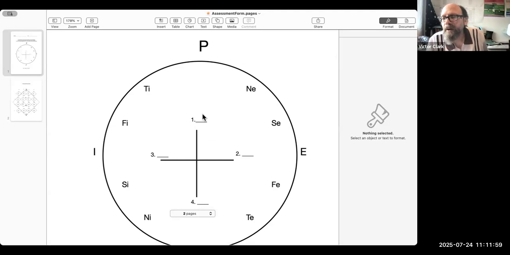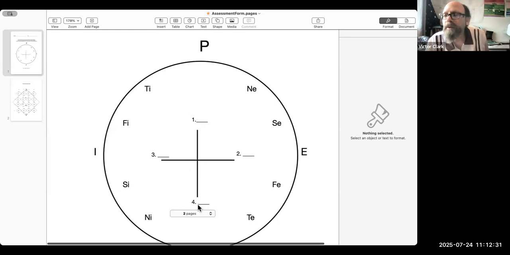And we've been talking about how we're really identifying or finding these two, because once we identify these two, the dominant and the auxiliary, we can identify what the third function, the tertiary function, is. And the same way, once we have the dominant function, we can identify what the inferior function is. So that's why we focus on the dominant and the auxiliary function.